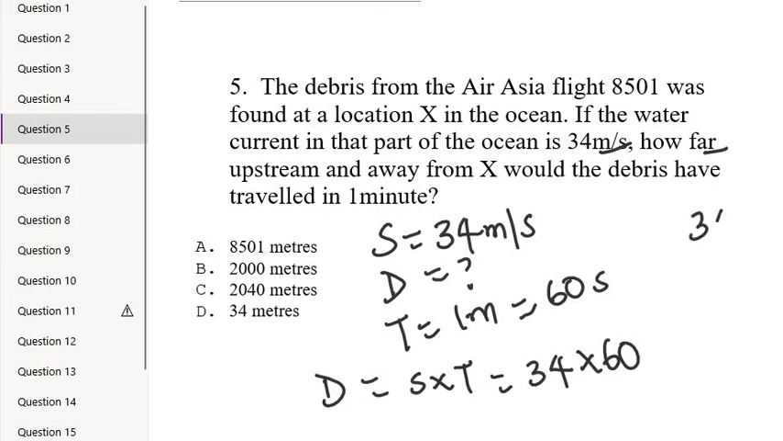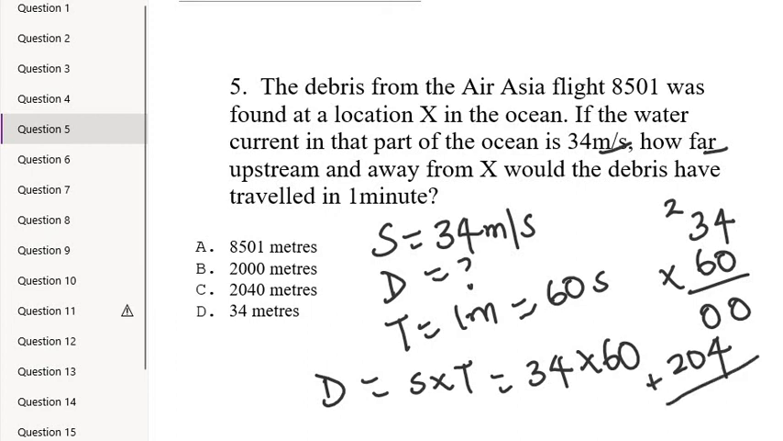So 34 times 60. 0 times 4 is 0. 0 times 3 is 0. 6 times 4 is 24. You put down 4. Bring 2 here. 6 times 3, 18 plus 2, 20. So sum this up, you have 0.402 meters. So the right option is C.